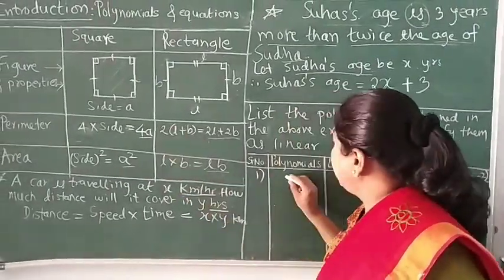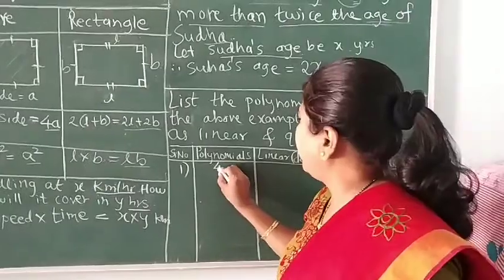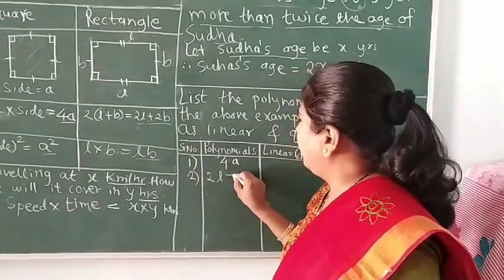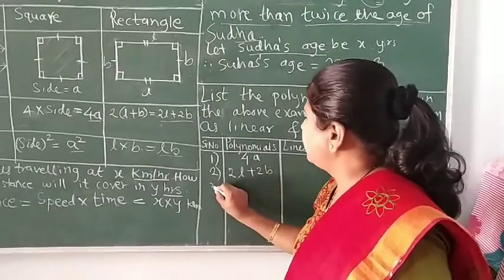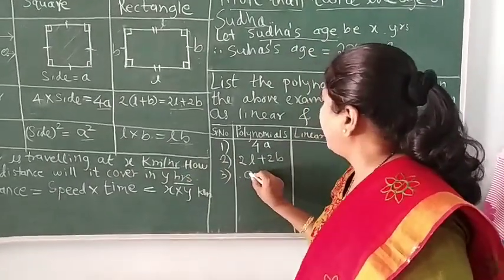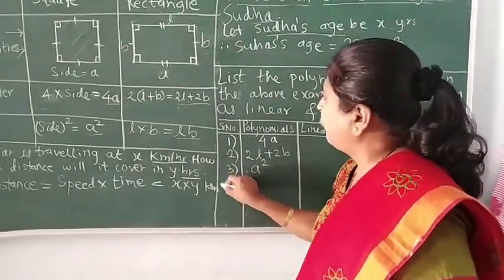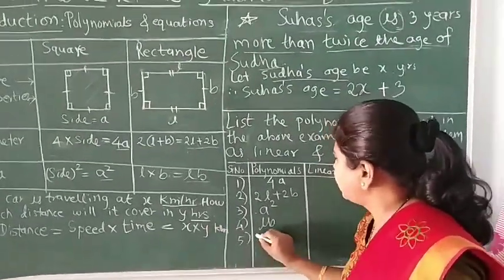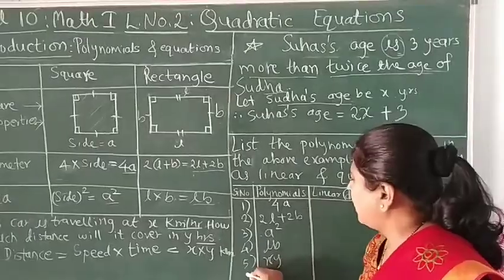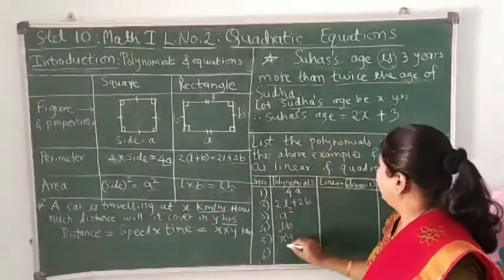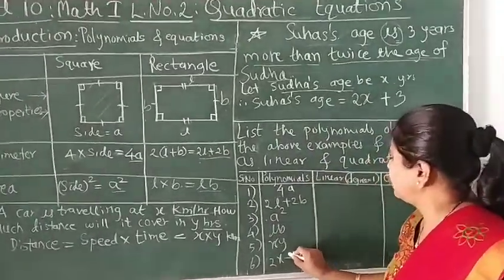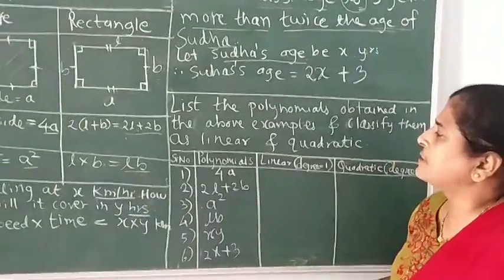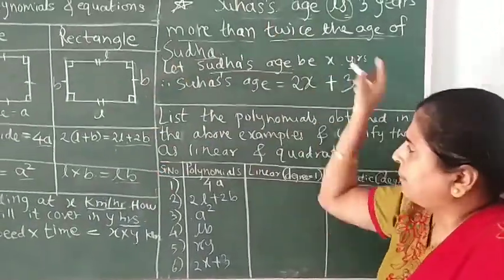So let's list them. The first polynomial is 4a. What is the other we have got? 2l plus 2b. What is the third one we have got? a square. The fourth one is lb. The fifth one is xy. And the sixth one is 2x plus 3. So these are the 6 polynomials we have received in all these examples.